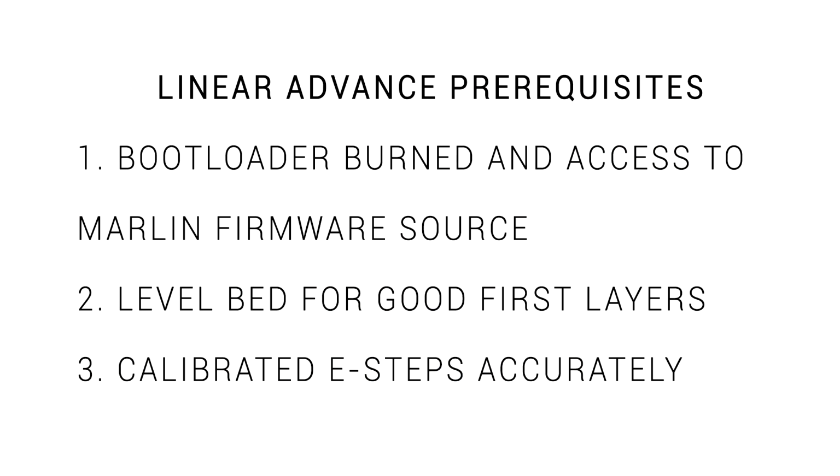Before we begin, we need to satisfy three prerequisites. We will need to enable Linear Advance in the firmware, so you will need a bootloader burn for your printer and a copy of your Marlin firmware source. You will need a nicely leveled bed that produces consistent good first layers, and you will need to have already calibrated your E-steps, which I have a guide on popping up in the corner right now.